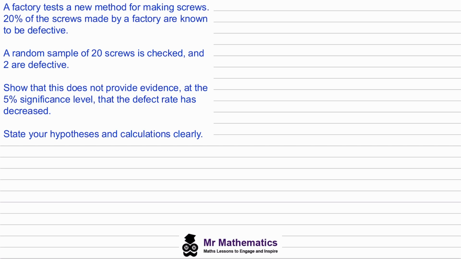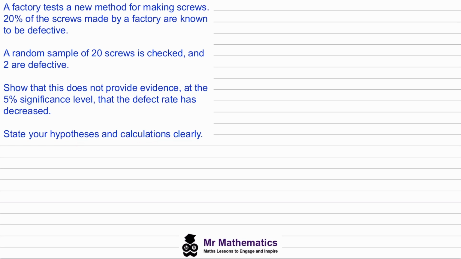So in our first example, we're told that a factory tests a new method for making screws, and 20% of the screws made by the factory are known to be defective. A random sample of 20 screws is checked, and 2 are defective. Show that this does not provide evidence at the 5% level of significance that the defect rate has decreased. We need to state our hypotheses and calculations clearly.